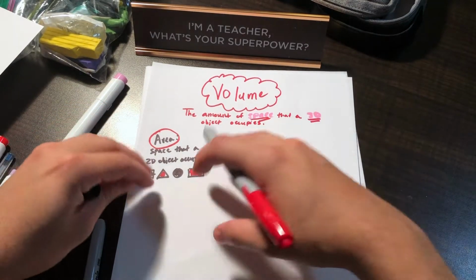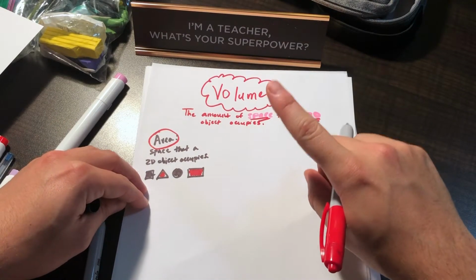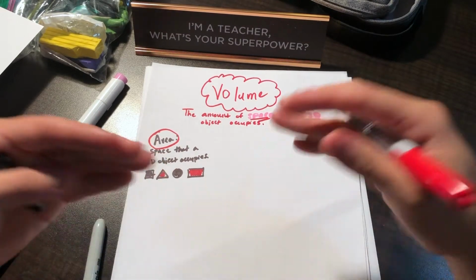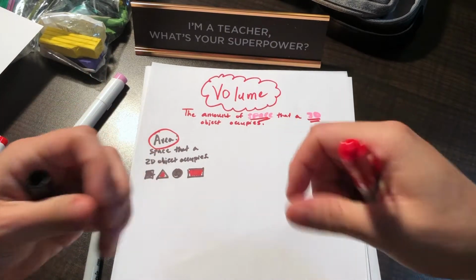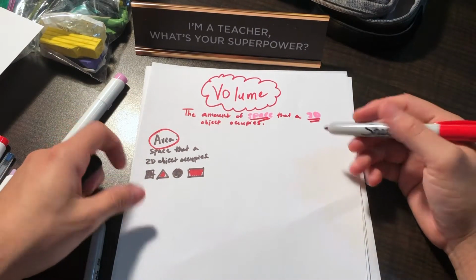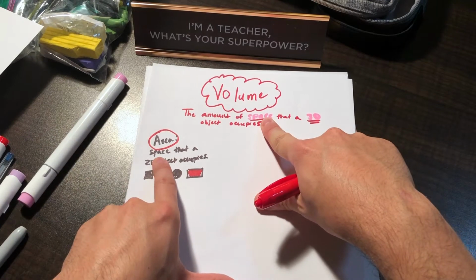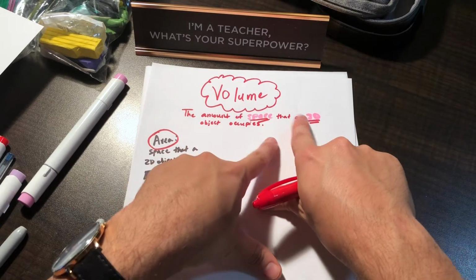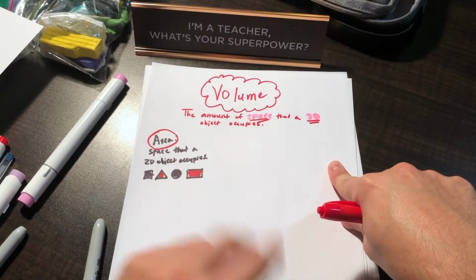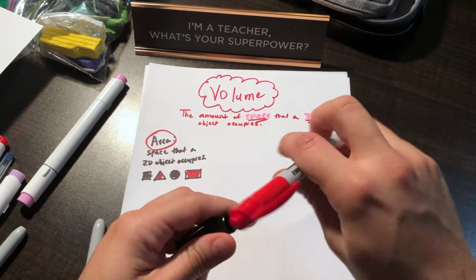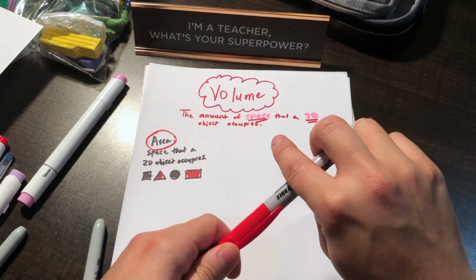So area and volume have that one thing in common. You might wanna remember this for the challenge this week. Volume and area are both about the amount of space that something occupies, the space. But they're different because volume is about 3D figures, okay? And area is about 2D figures. So what are some 3D figures that you guys might be familiar with?